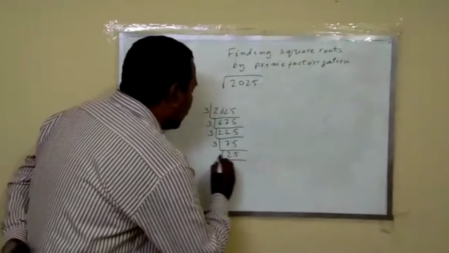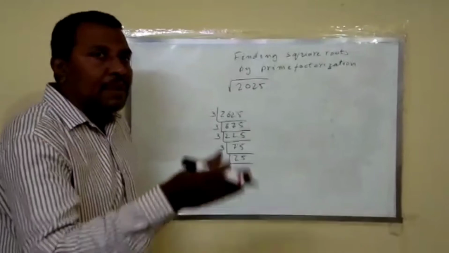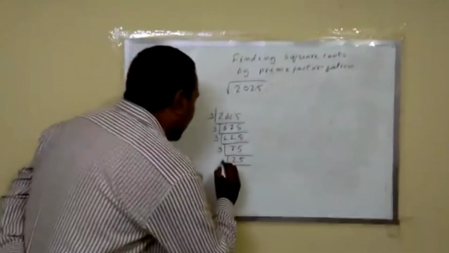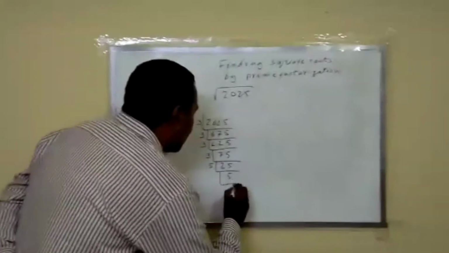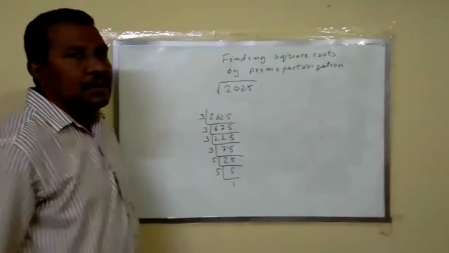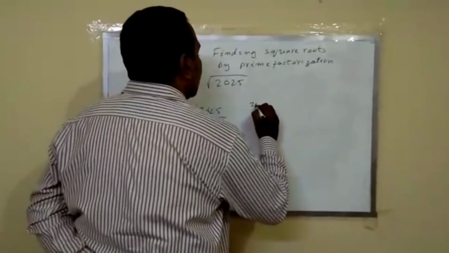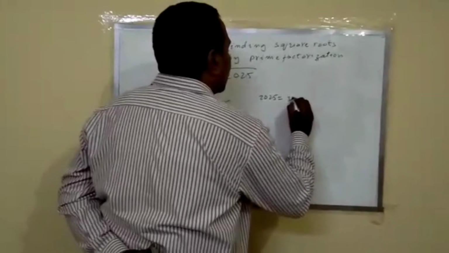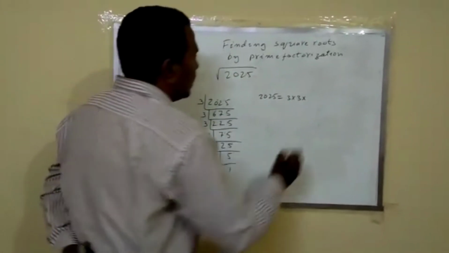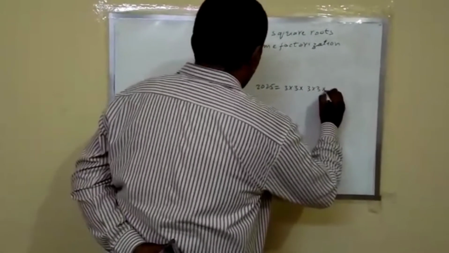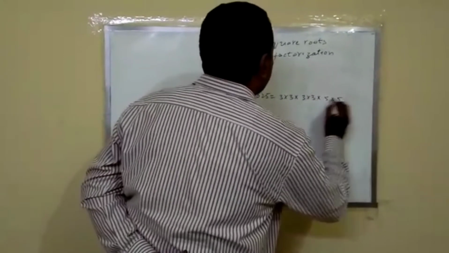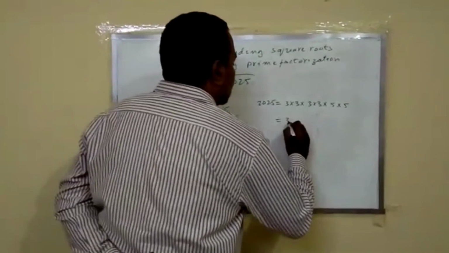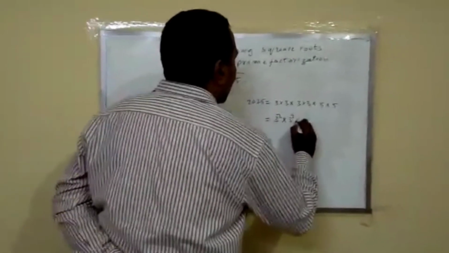Now you have to take the next prime number. What is the next prime number after 3? It is 5. 25 is exactly divisible by 5. 5 5s are 25. Again 5 1s are 5. So write this in the prime factorization method. 2025 is equal to 3 into 3 into 3 into 3 into 5 into 5. Write this in square form. 3 square into 3 square into 5 square.